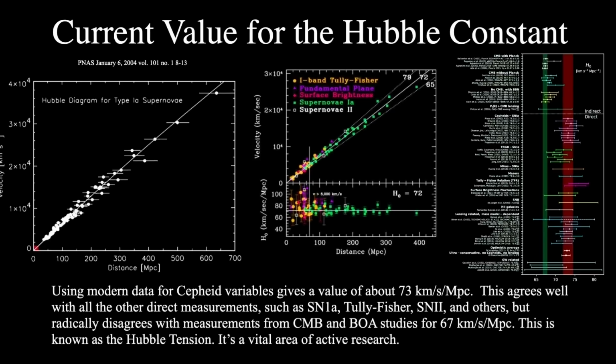And these are two well-established ways of measuring this expansion rate. And they're in direct conflict. And this is known as the Hubble tension. And this conflict is valid to within 4 sigma. So this is a real thing. So people have to figure out why, and it's an area of active research.